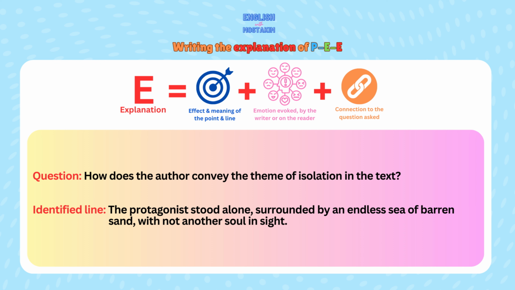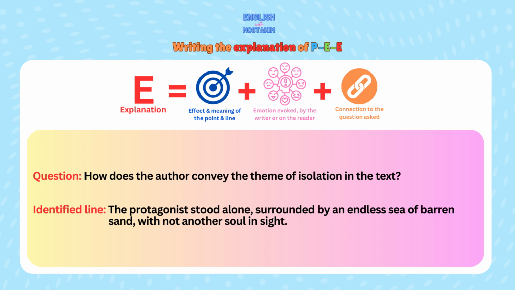Now, when we go to the analysis question, that is question number 3 or question number 6, depending on the text, that question might ask something like, how does the author convey the theme of isolation in the text? So we can see that the line we have identified somehow conveys the idea of isolation in the text. So the first thing that we will have to do after we have identified a line that goes with the question, the first thing we have to write down in the answer is the point of the point, evidence, and explanation format.